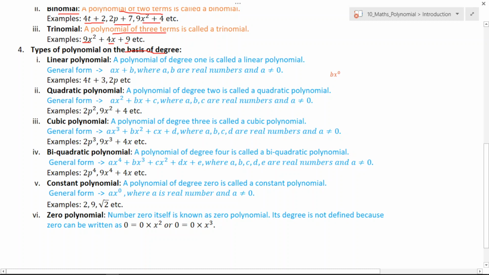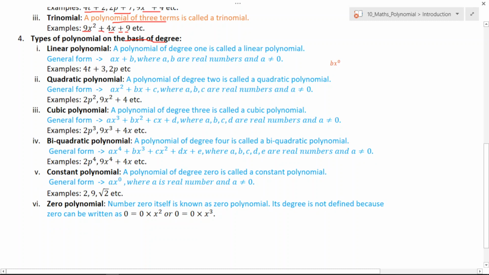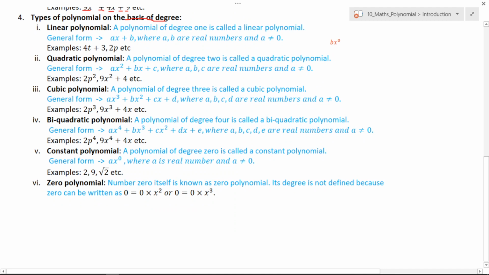First is 9x square, second term is 4x, and third term is 9. Terms are separated by plus or minus sign. Clear? Next, types of polynomial on the basis of degree.